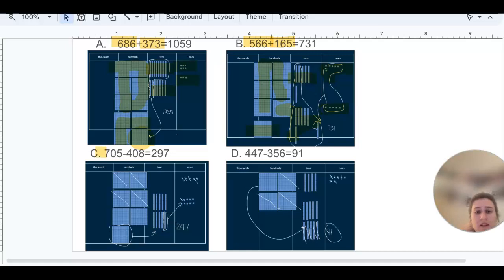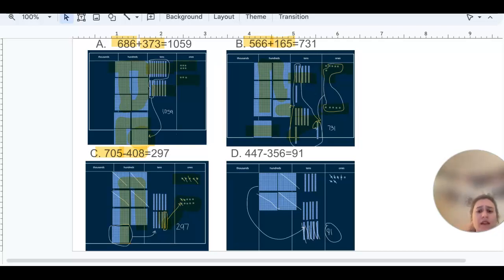For C, I rolled 705 and 408. So I started off having 7 hundreds blocks, and then 5 blocks in the ones column. Then, in order to cross off or subtract the 408, I had to break up one of the hundreds blocks to a tens, and then for the tens, I broke that up to the 1 to get more blocks in the ones column.